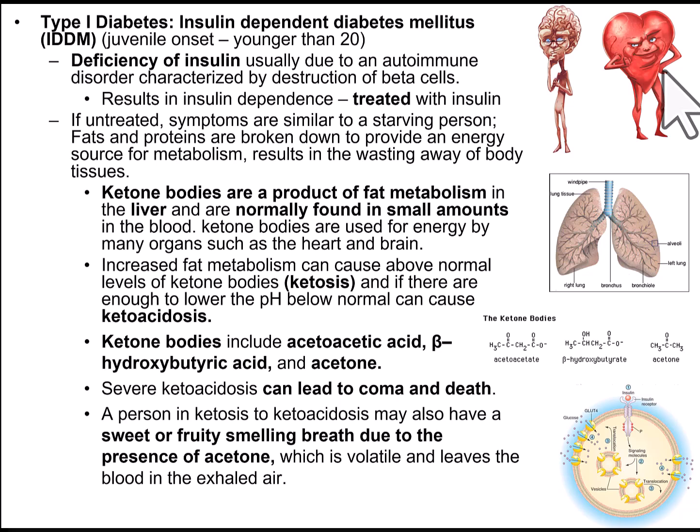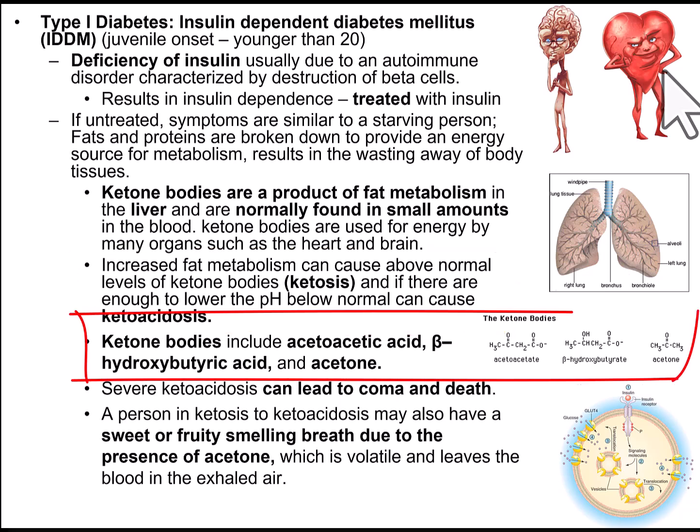Well, if you have increased fat metabolism and you have an increase in ketone bodies, we call that ketosis. And if there's enough ketone bodies to lower the pH below normal, then this can cause ketoacidosis. Now, it's important to distinguish between these two. An increase in ketone bodies above normal is called ketosis. If you have enough ketone bodies to lower pH below normal, then that's called ketoacidosis. So everyone who is in ketoacidosis is also in ketosis, but not everyone in ketosis is in ketoacidosis. And if you need help with that, please let me know.